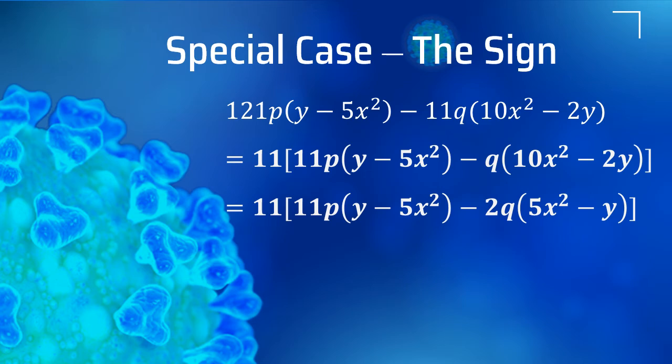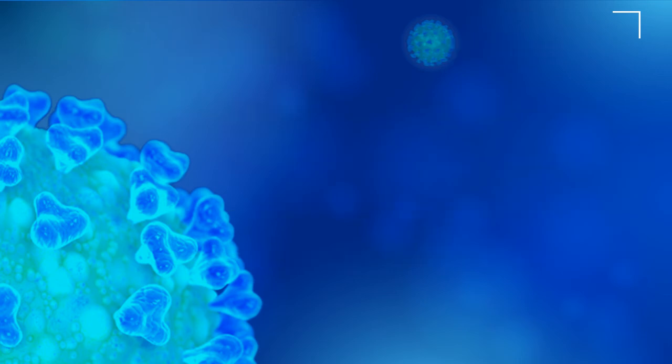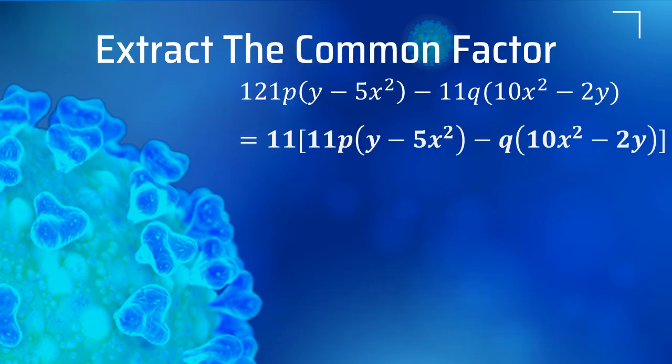So, now this one already becomes this one. Now, we only need to change the sign of the second group. Minus 2q, we change into plus 2q. Plus 2q, and then inside brackets, y minus 5x squared. Now, the first group and the second group have the common factor y minus 5x squared. What must you do? Extract the common factor. The last step, we extract the common factor.